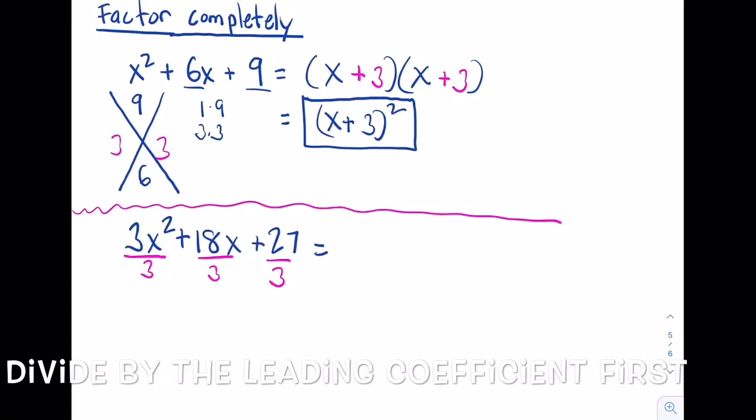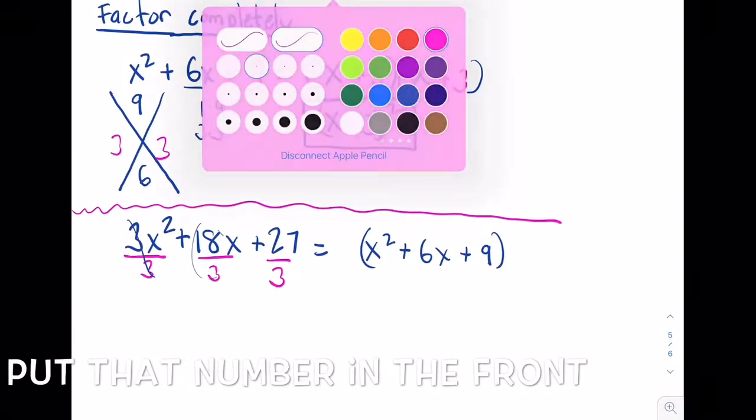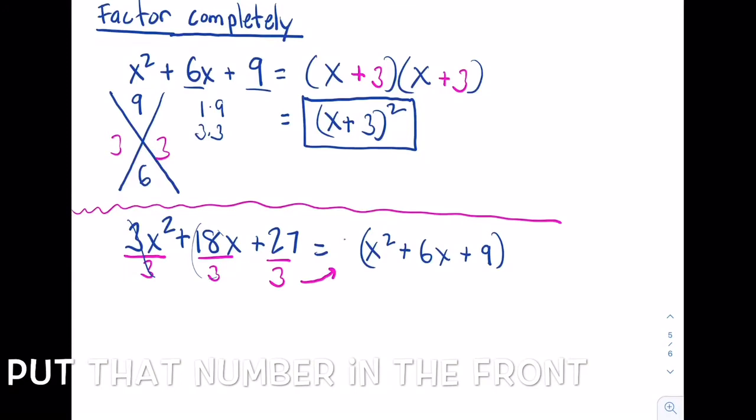So this is going to be equal to, right, this is going to cancel. So we got x squared. 18 divided by 3 is 6, so 6x. And 27 divided by 3 is 9. And we put that in parentheses. And so we divided by 3, we have to put that 3 in the front here in order for it to be equal. So we divided by 3 and took it out, basically. So we took it out of our quadratic.